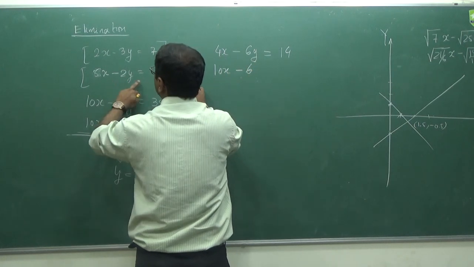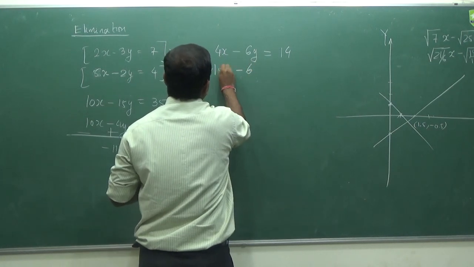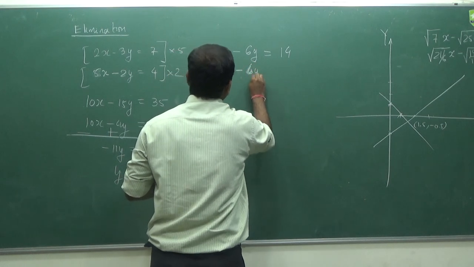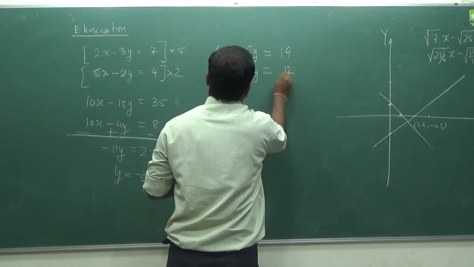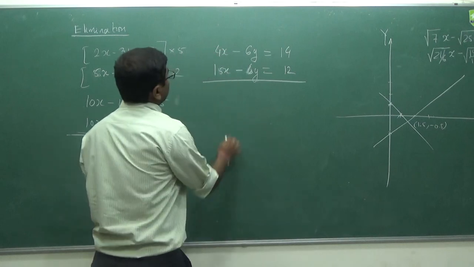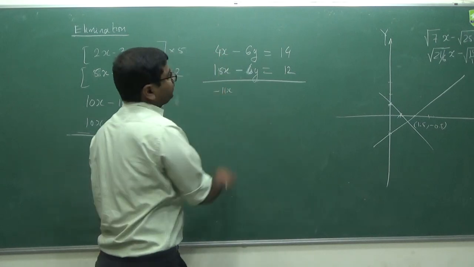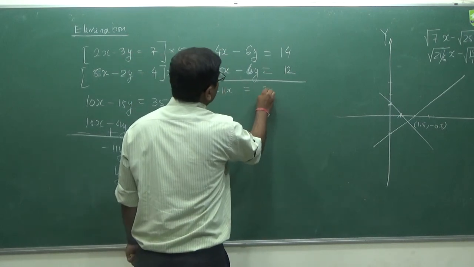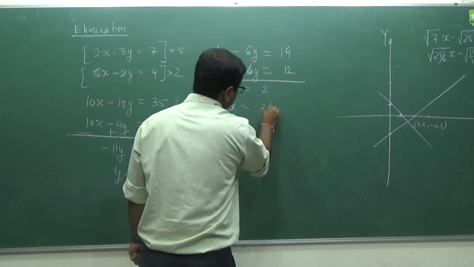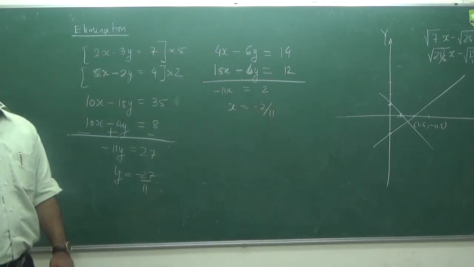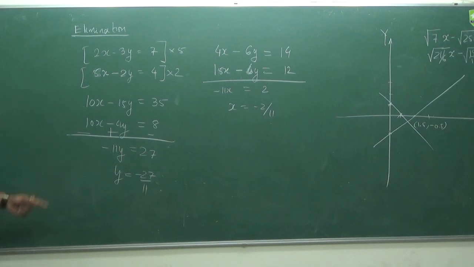And this one, you have to multiply by 3, so 15x minus 6y equals 12. Now subtract again, so you'll get minus 11x equals 2. So x equals minus 2 by 11. Isn't it easier? Now check if it is correct. In linear equations, you'll make a lot of silly errors, so be very, very careful. It's a good thing to check again.